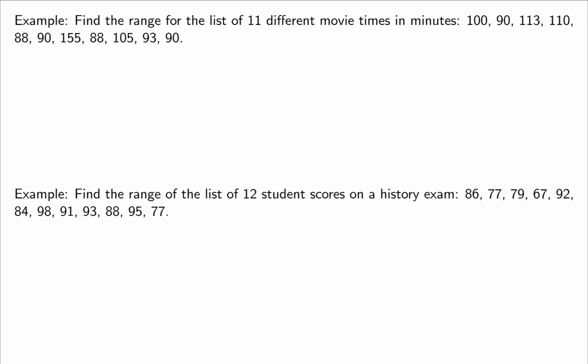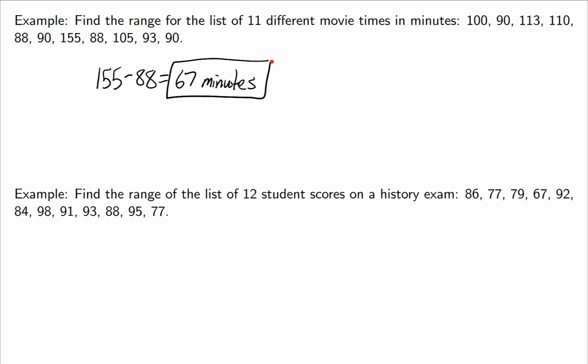Let's do an example with the two examples we did in 10.2. We have 11 different movie times, and for the range, all I have to do is take the 155, the highest number, minus the 88, the smallest number, and that is the range. You get 67 minutes. So among all the data that I have here, there's a 67-minute difference between the shortest movie and the longest movie. That's a really large number. That's why we had to discuss the things that we did about how far apart the mean and the median were.